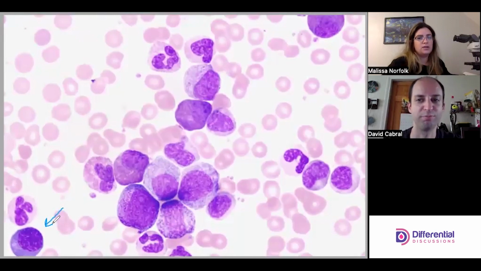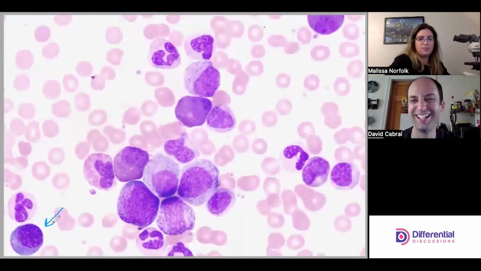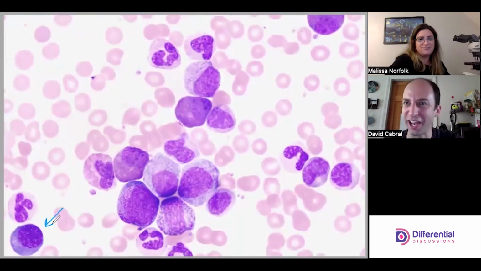Yeah. Cool. Thank you. And then, oh my God, reactive lymphs in CML. Do you see reactive lymphs?